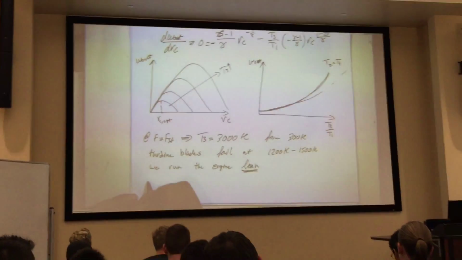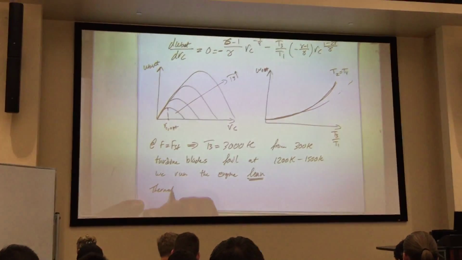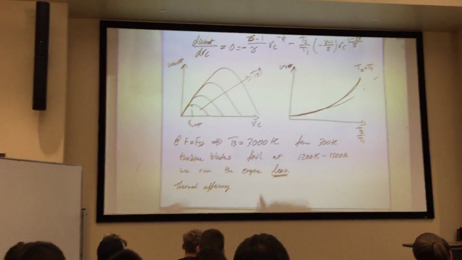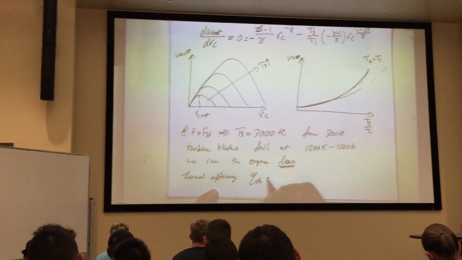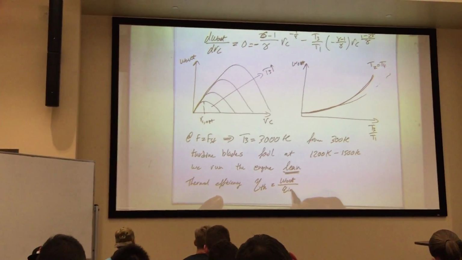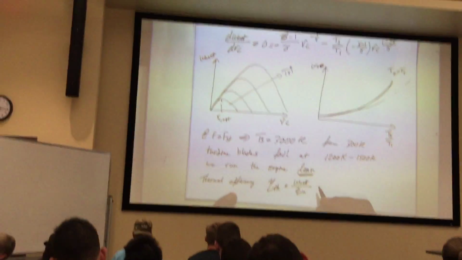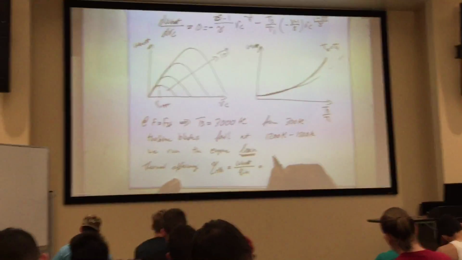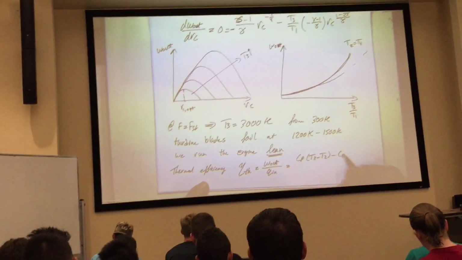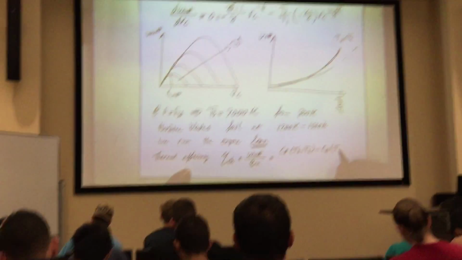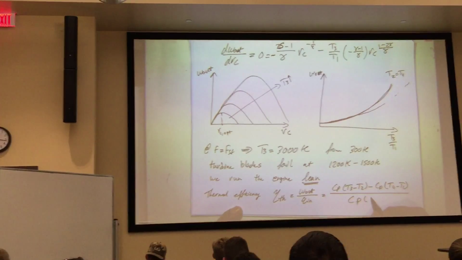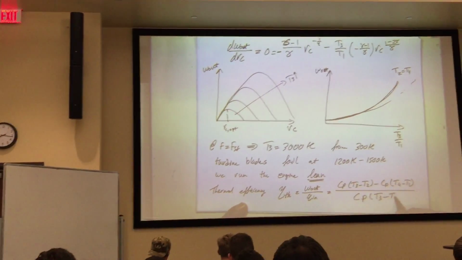So what about my thermal efficiency? Thermal efficiency is equal to work out over U in. And that's going to equal Cp delta T3 2 minus Cp of T4 minus T1 divided by Cp of T3 minus T2.